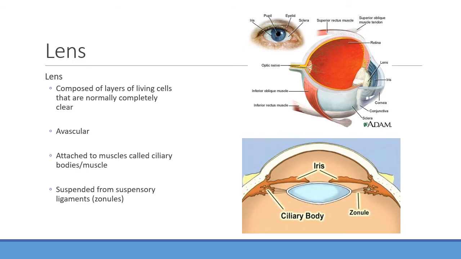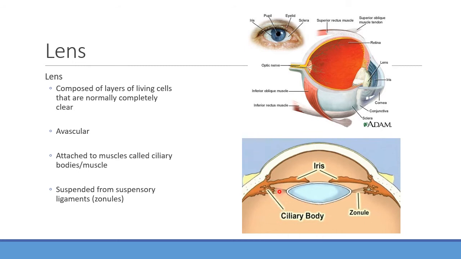So the lens is avascular, which is probably good because we want it to be pretty clear for the most part. The question is, how does it get its nutrients? How does it get oxygen and things like that? And that's where, again, this is not very funny, the aqueous humor is going to come into play here.